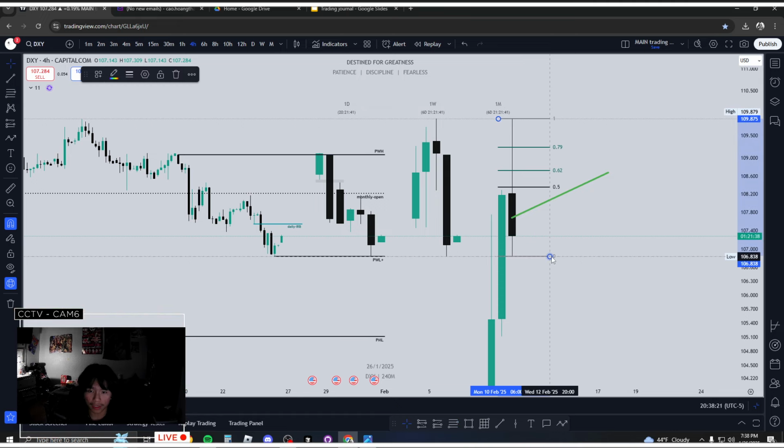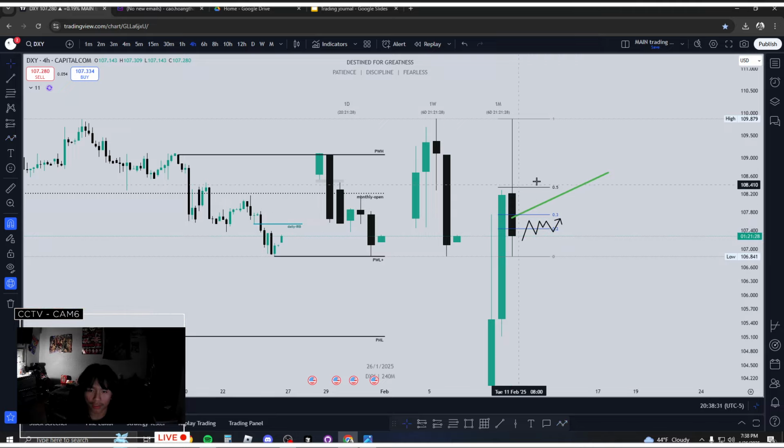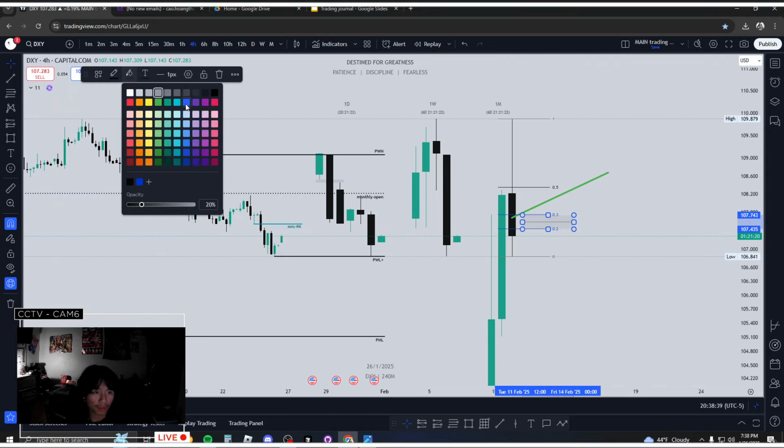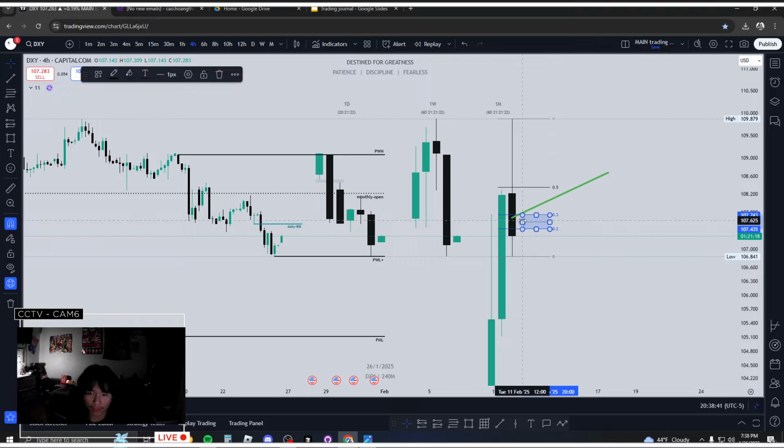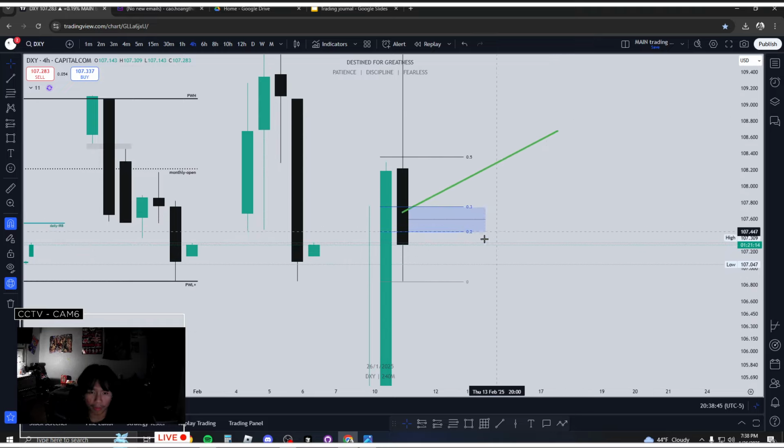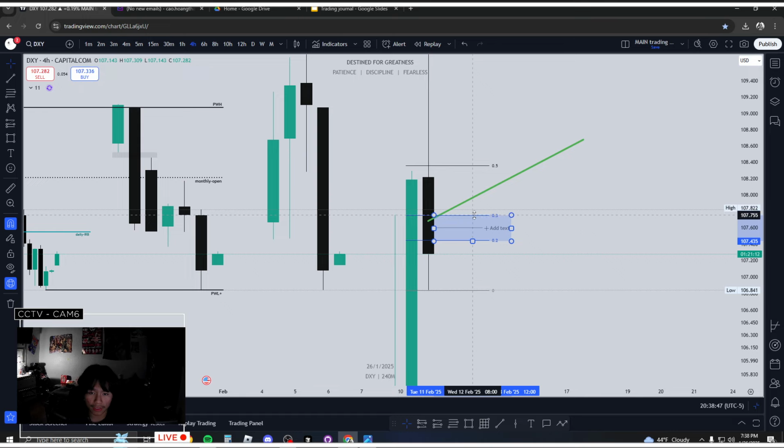So what I mean by that is I could anticipate for us to just consolidate around that 0.2 to 0.3 level and then close within that blue shaded line. Or I'll make this a box so you guys can see it a little bit more visible. So we could end up consolidating in that blue shaded box, right? Because of the TGIF setup.